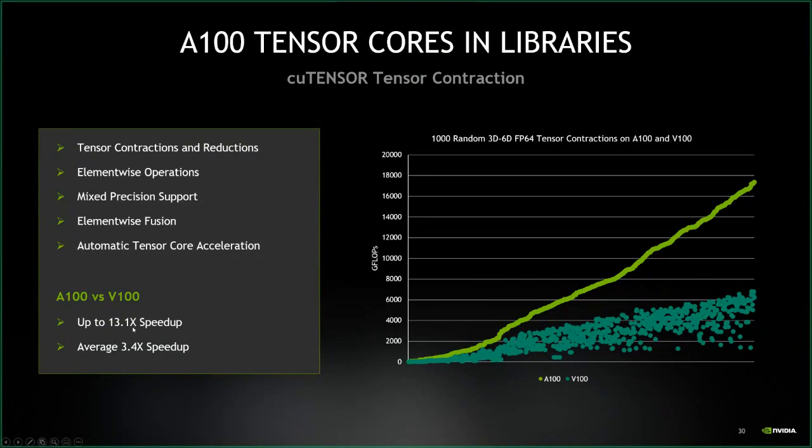We're seeing up to a 13.1x speedup. Obviously, the peak speedup from the actual hardware is not that high, but we were able to do some new things with the algorithms and get even more. And then the average is about a 3.4x speedup over our test cases.